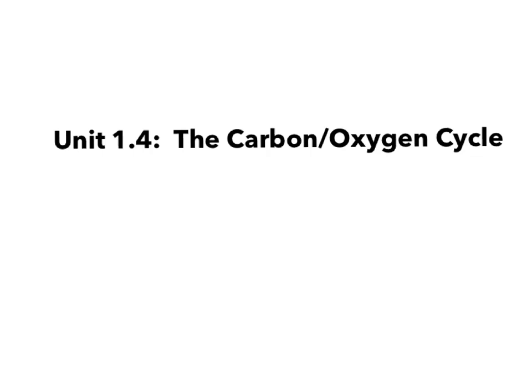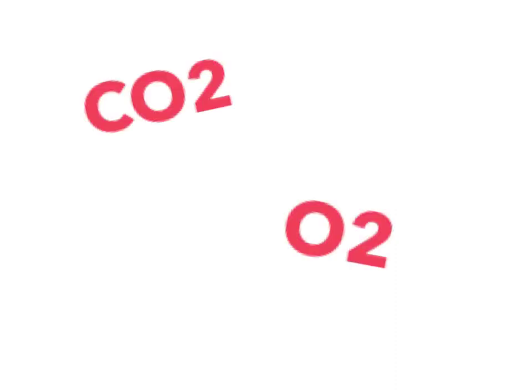This recording is for Unit 1.4, the carbon and oxygen cycle. Before we get into the carbon and oxygen cycle itself, or how carbon and oxygen move through our environments, we need to talk a little bit more specifically about what carbon and oxygen are. Carbon and oxygen are both elements. You can find them on the periodic table.